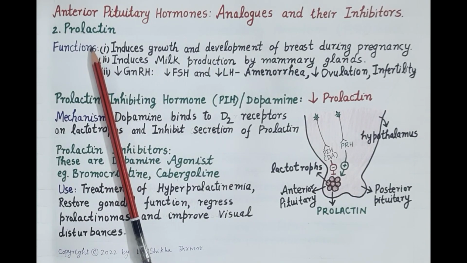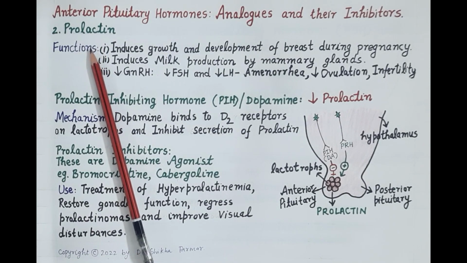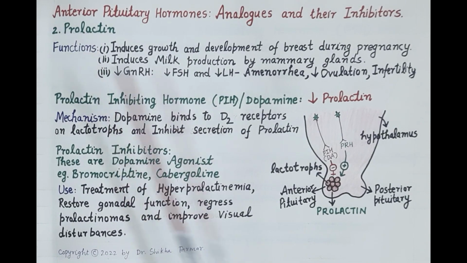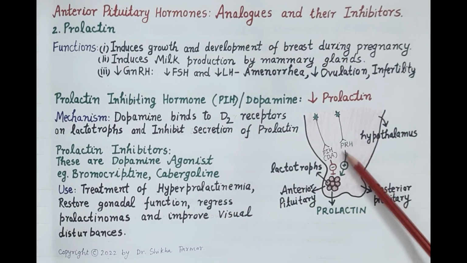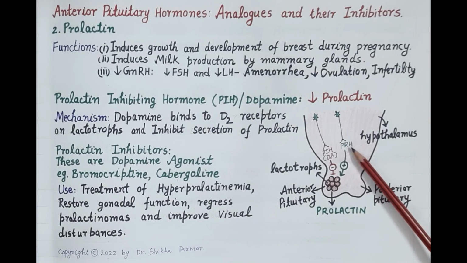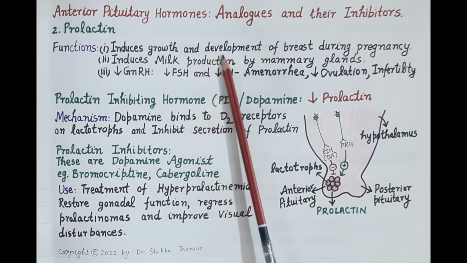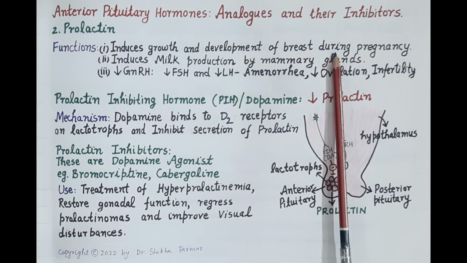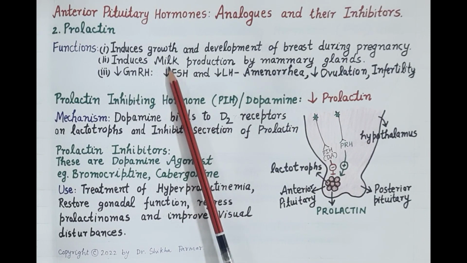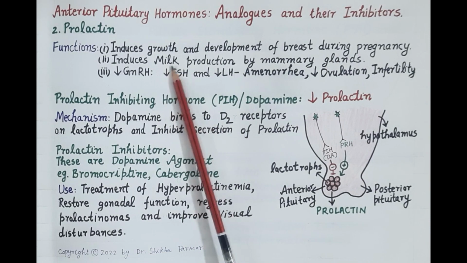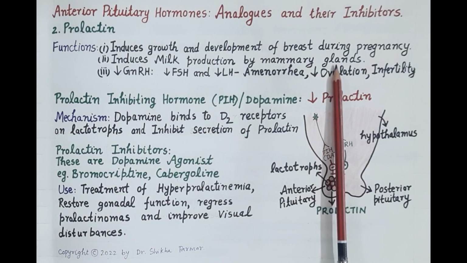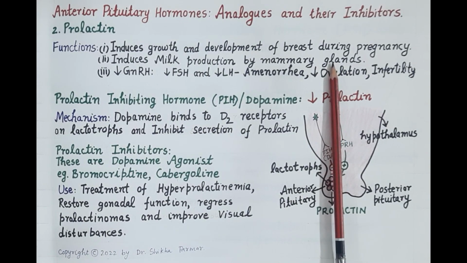After growth hormone, let's talk about prolactin, another hormone secreted by the anterior pituitary. Now look at this figure. PRH, that is the prolactin releasing hormone secreted by the hypothalamus, stimulates the anterior pituitary to secrete prolactin. Now let's quickly review functions of prolactin. Prolactin induces growth and development of the breast during pregnancy. Prolactin is essential for lactation. That means it induces production of milk by the mammary glands or by the breast soon after childbirth.